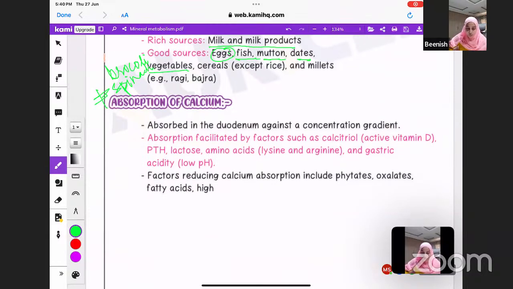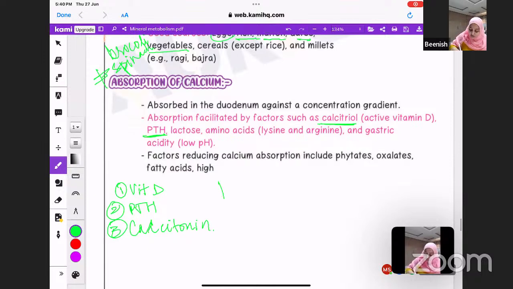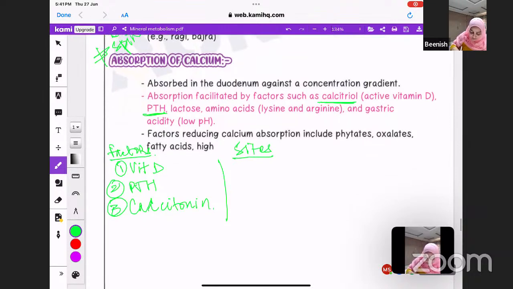Now talking about the absorption of calcium. Three factors maintain the calcium level in the body. What are those three factors? One is vitamin D, that is calcitriol. Then the other one is PTH, that is parathyroid hormone, and then calcitonin. So these are the three factors involved in maintenance of calcium level in the body. Now, the sites where calcium regulation is taking place are the kidney, intestine, and bone. So these are the three sites where the regulation is taking place.